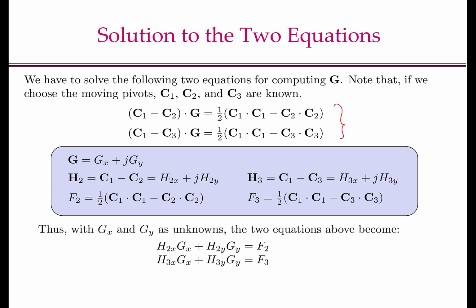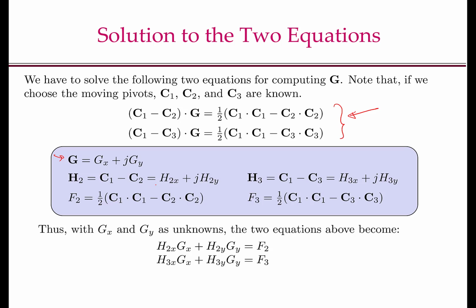Here I have just written down the equations from the previous slide. Now I want to convince you that these equations are actually a set of linear simultaneous equations in the coordinates gx and gy of the fixed pivot O2. To see this, note that C1, C2, G, C3 are all complex numbers. So let us write G as Gx plus jGy, with Gx being the real part and Gy being the imaginary part.